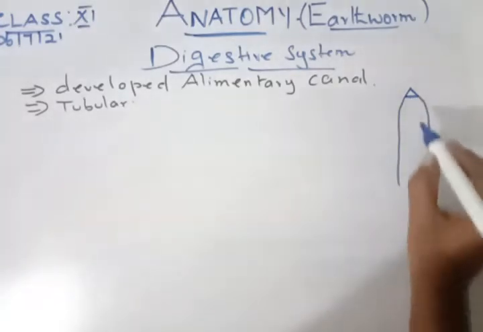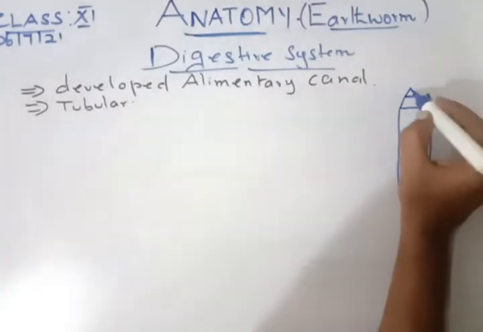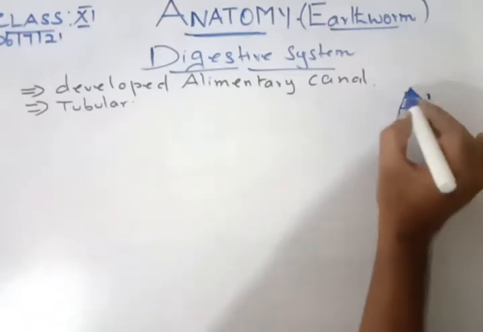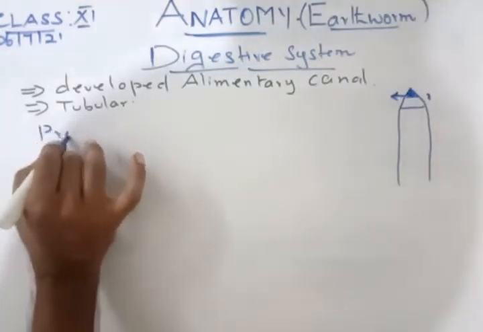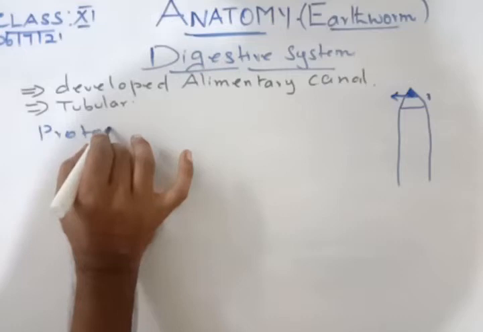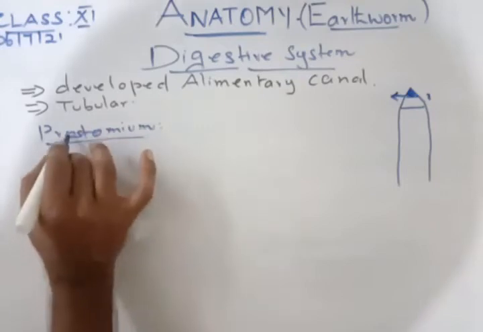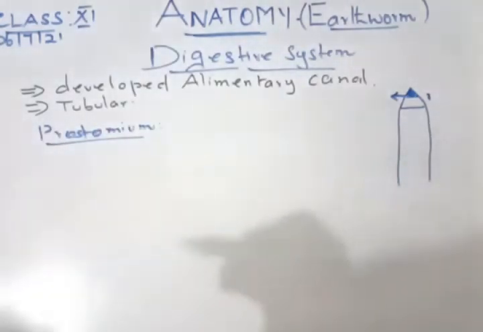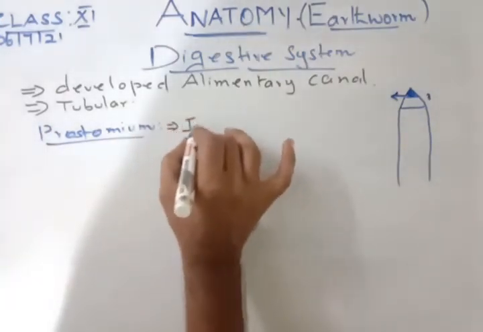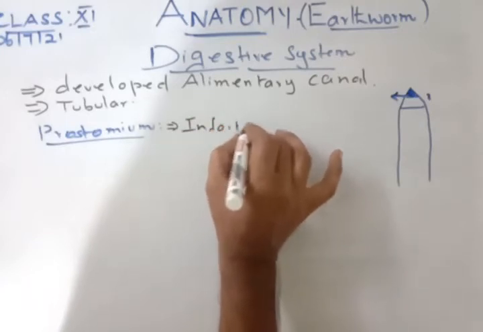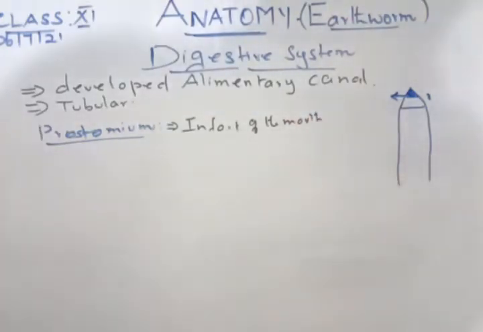Now this is the first segment of the earthworm. Before this first segment, you will have a structure, and that structure is called prostomium. Prostomium is a structure which is present in front of the mouth. So where can you find this prostomium? It is present in front of the mouth. So this is the first one.